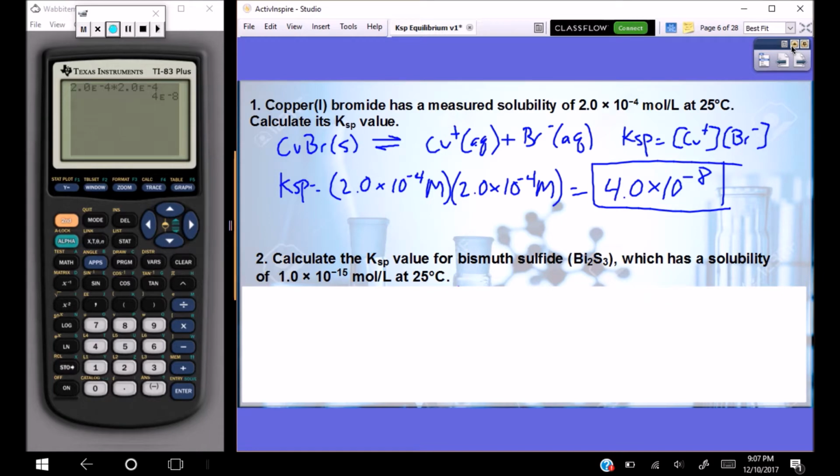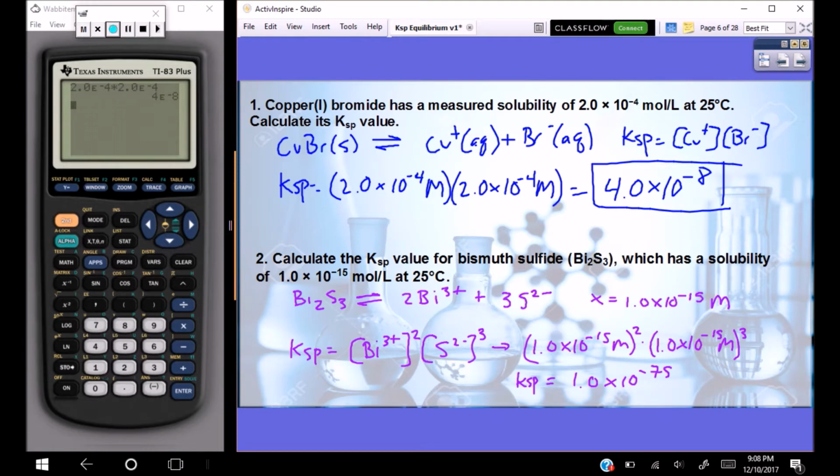Okay, this time for number 2, I want you to try it on your own for bismuth sulfide, and it dissolves with a molar solubility of 1.0 times 10 to the negative 15th. So find KSP. Okay, we need to know the charges that this will dissociate into. So we've got bismuth, which is a 3+, sulfur, which is a 2- charge.